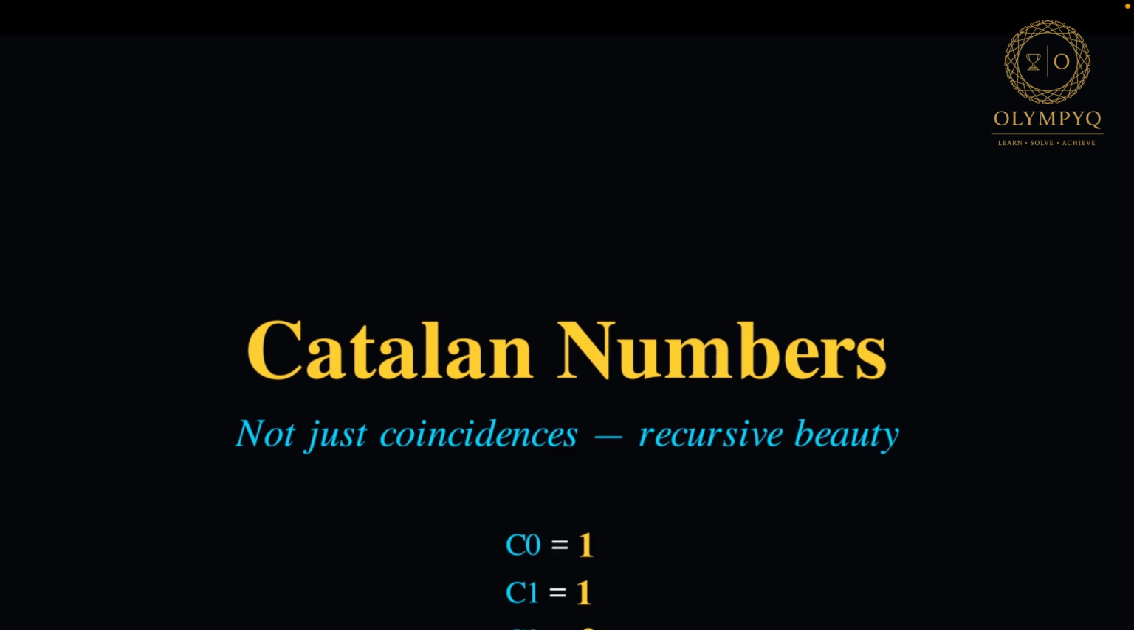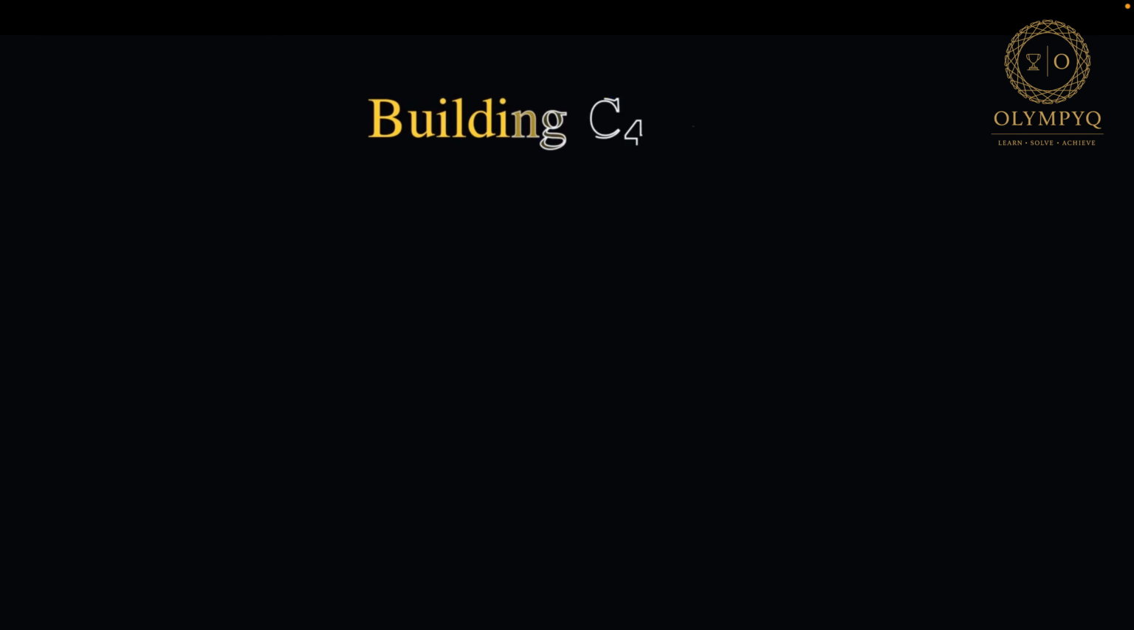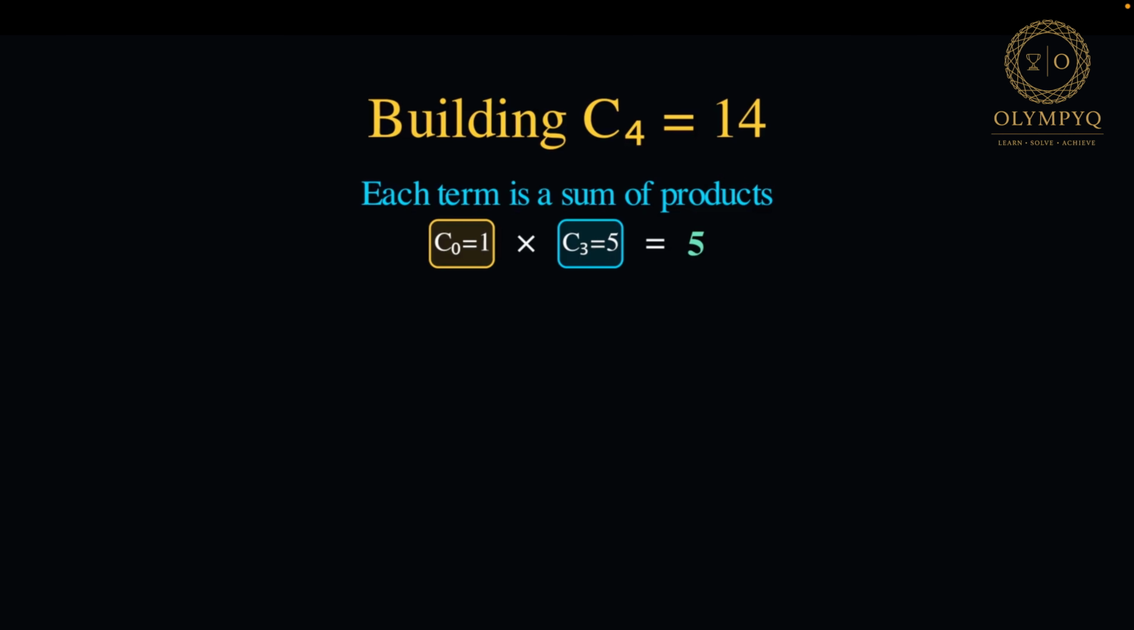Catalan numbers aren't just a combinatorial coincidence, they grow recursively. Each new number is built up from the sum of all the possible pairings of earlier ones. Now, building C4, that is equal to 14. Each term is a product: C0 is 1 and C3 is 5, so the product is 5. So the sum so far is 5.